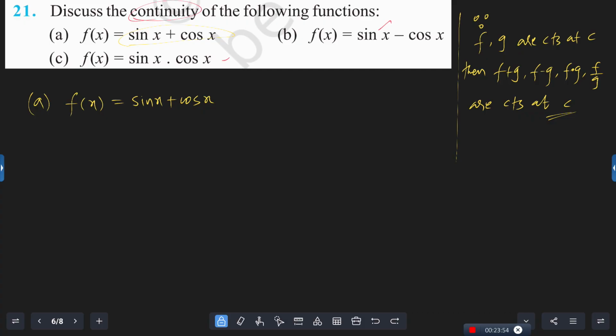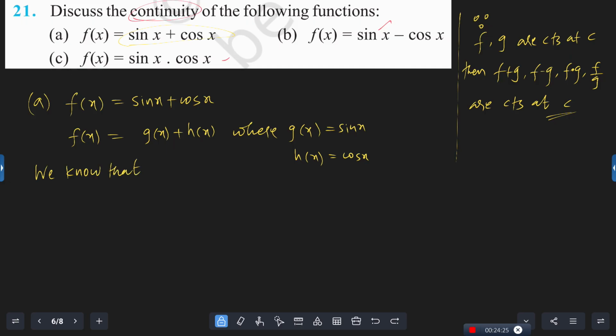Now you just write f of x is equal to g of x plus h of x, where g of x is equal to sin x and h of x is equal to cos x. Now we know that sin and cos are continuous at any real number. Am I right? So you can write, we know that, or instead you can write with the above proof, as you people will use in the exam.